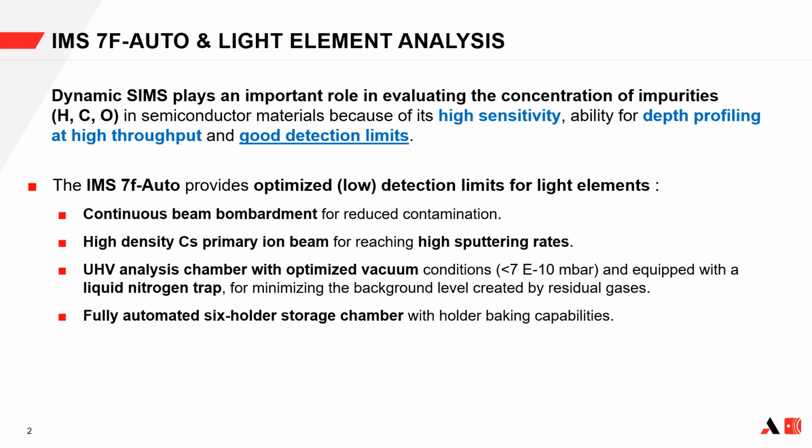The first is the continuous primary ion beam bombardment, which allows to reduce contamination. And a high density primary ion beam can reach high sputtering rates. The next is ultra-high vacuum level in the analysis chamber, under 7×10⁻¹⁰ millibar. And we can also use a liquid nitrogen trap for minimizing the background level created by residual gases.